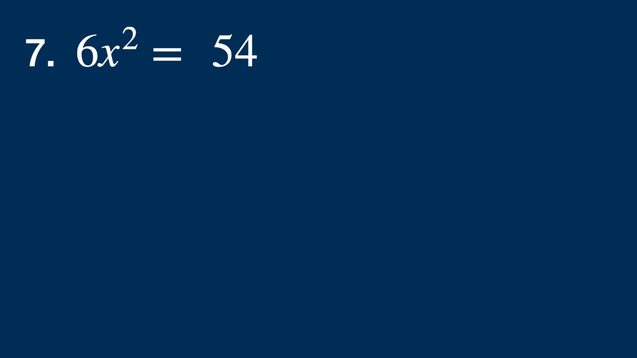Well, how do I do that? If that was just an x, what would I do? Well, I would divide both sides by 6. All right, so I'm going to divide both sides by 6. And when I do 6x squared divided by 6, I get x squared. And 54 divided by 6 happens to be 9.